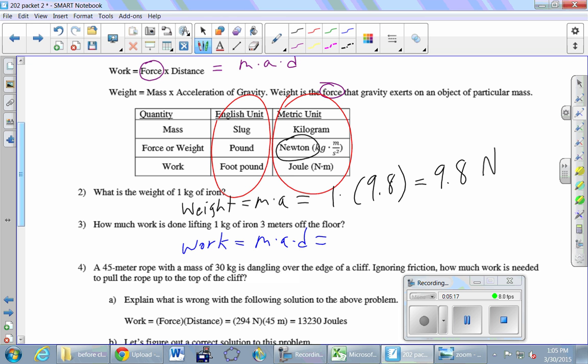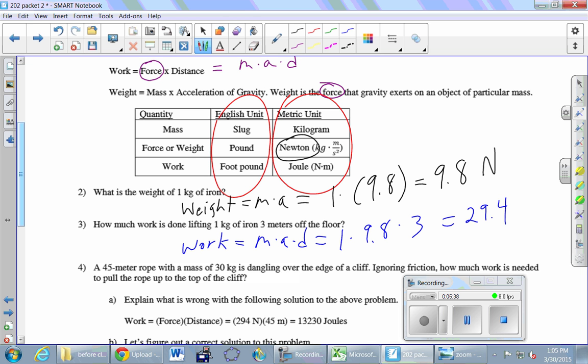So mass is still 1, acceleration is still 9.8, and the distance in this case, 3 meters. So we are working to lift this thing off of the floor and raising it 3 meters up in the air, and we crunch this together. What is this? 29.4? Yes.